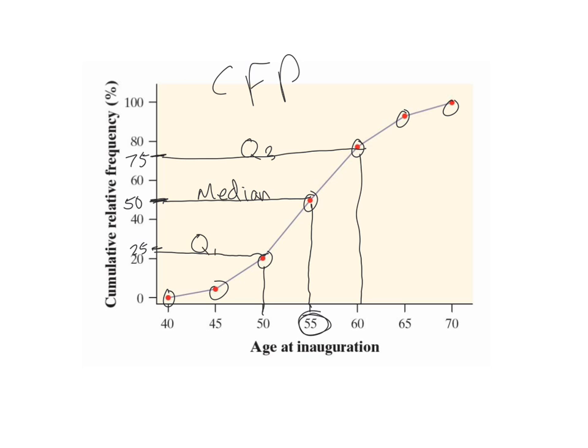Now, you're going to see a question later that asks, hey, what's the IQR? What's the interquartile range? Well, we know that the interquartile range is quartile 3 minus quartile 1. Okay? So in this case, we're going to take 60 and subtract 50. So our IQR is going to equal 10.